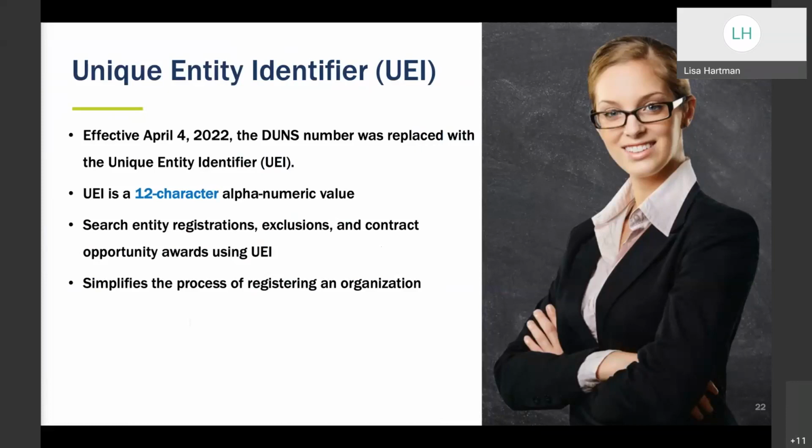SAM registration will continue to require annual renewal. There will be no change in your schedule for renewal and no change in the fact that you must renew it every year. The UEI simplifies the process of registering an organization to do business with the federal government. Entities no longer need to use a third party to obtain an identification number or get support.